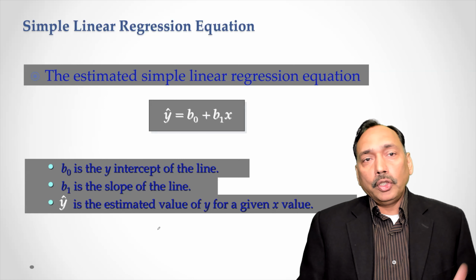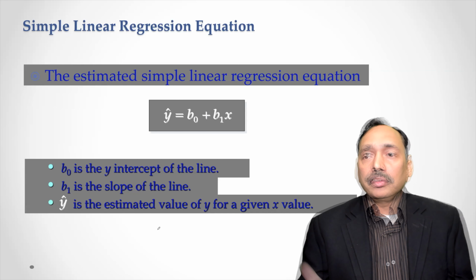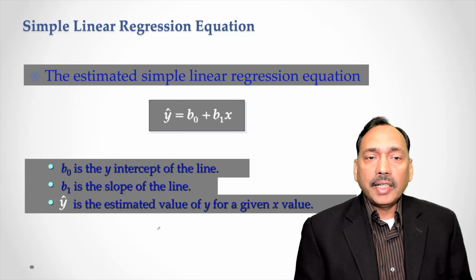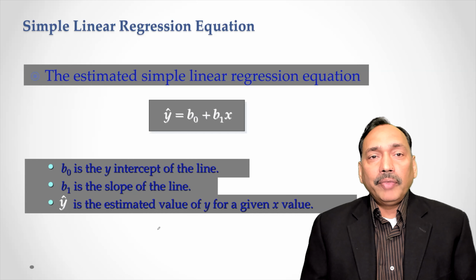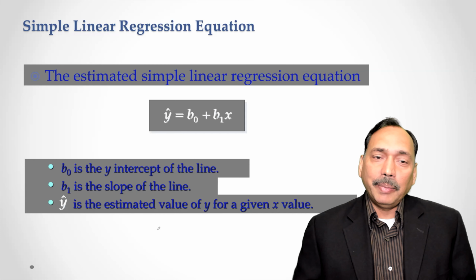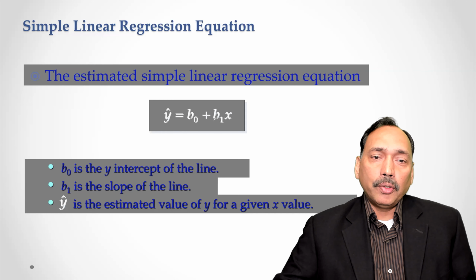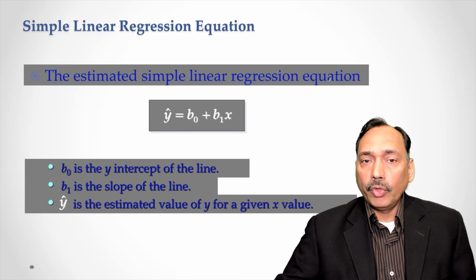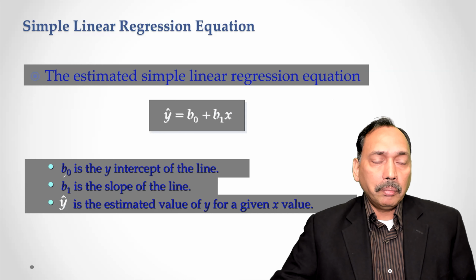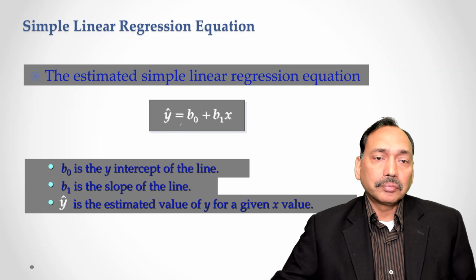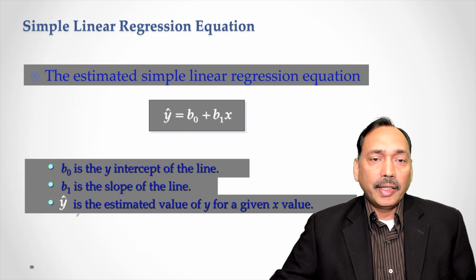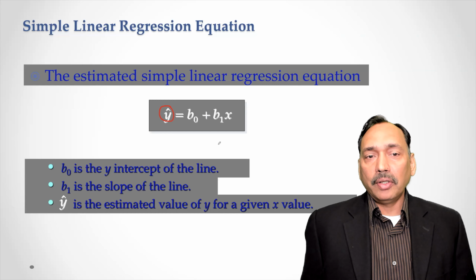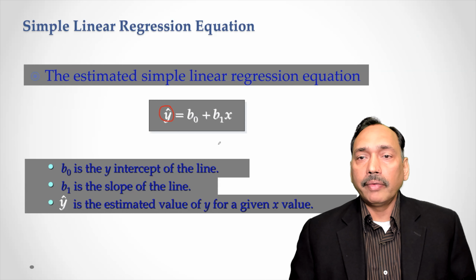So the equation that I showed you earlier was for the population where I used beta 0, beta 1. But when we use data and we calculate these estimates, small b0, small b1, that's the estimated simple linear regression equation, where b0 is the y-intercept of the line, b1 is the slope, and we use a hat symbol at the top of y to indicate that this is the estimated value based on the equation, or predicted value.